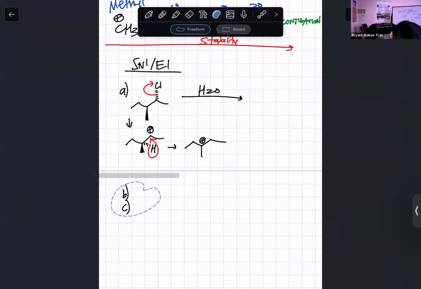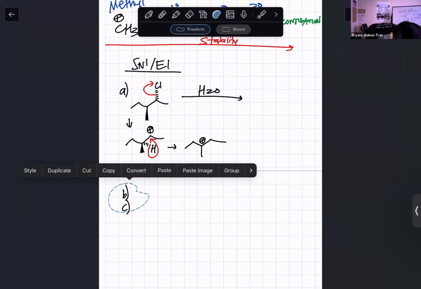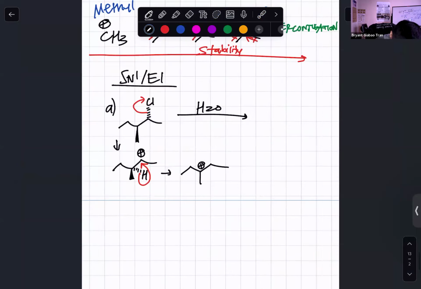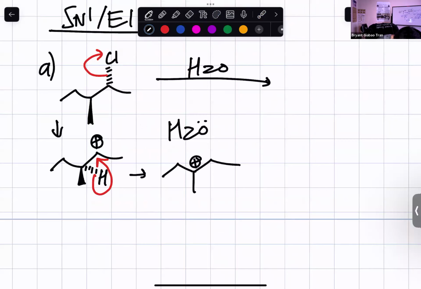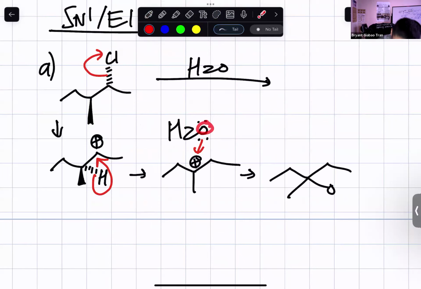Right. So now once that's good, I'm going to have the water attack the carbocation, which is going to give us this new bond between the carbon and oxygen, right? Because this oxygen here is going to be the nucleophile. This carbon here is going to be the electrophile. This is the new bond between them.